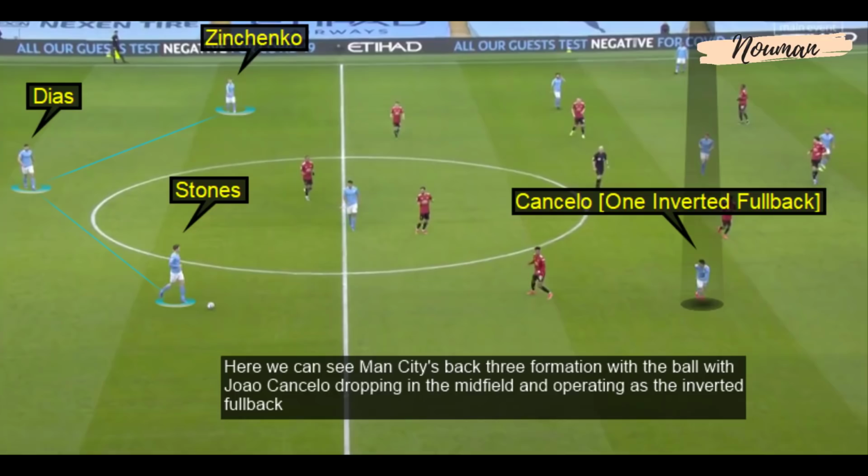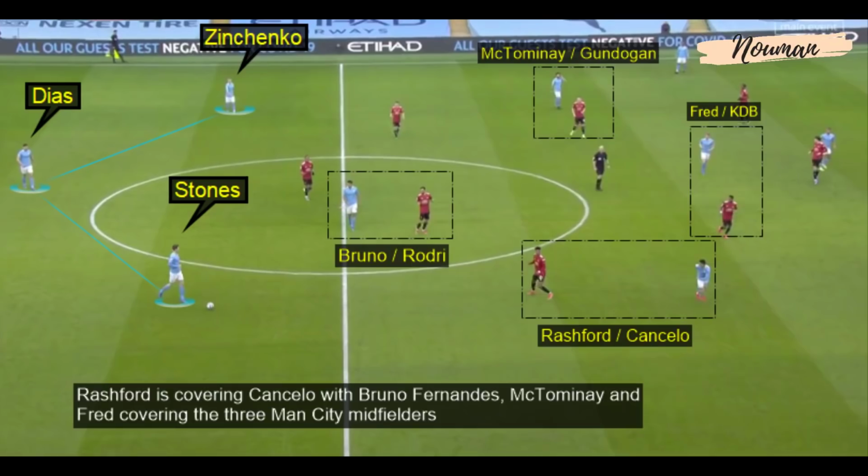Here we can see Man City's back 3 formation with the ball, with Joao Cancelo dropping in the midfield and operating as the inverted fullback. Marcus Rashford is covering Cancelo, with Bruno Fernandes, McTominay and Fred covering the three Manchester City midfielders.